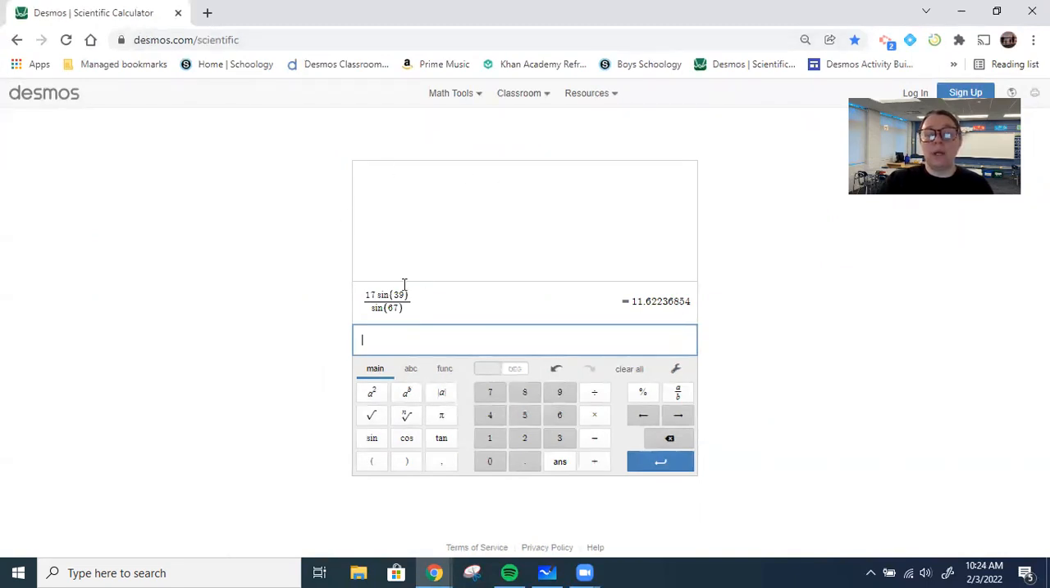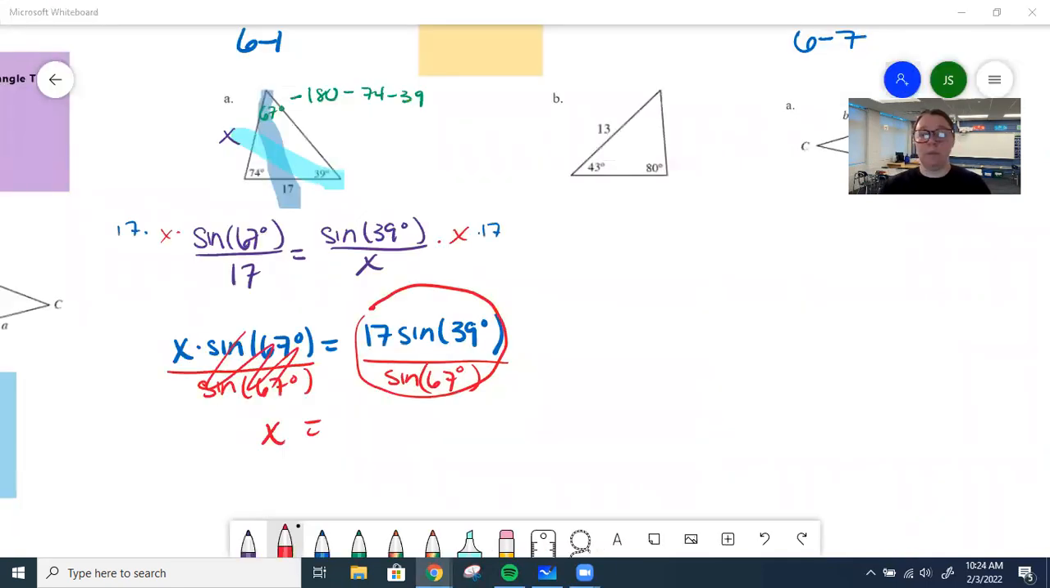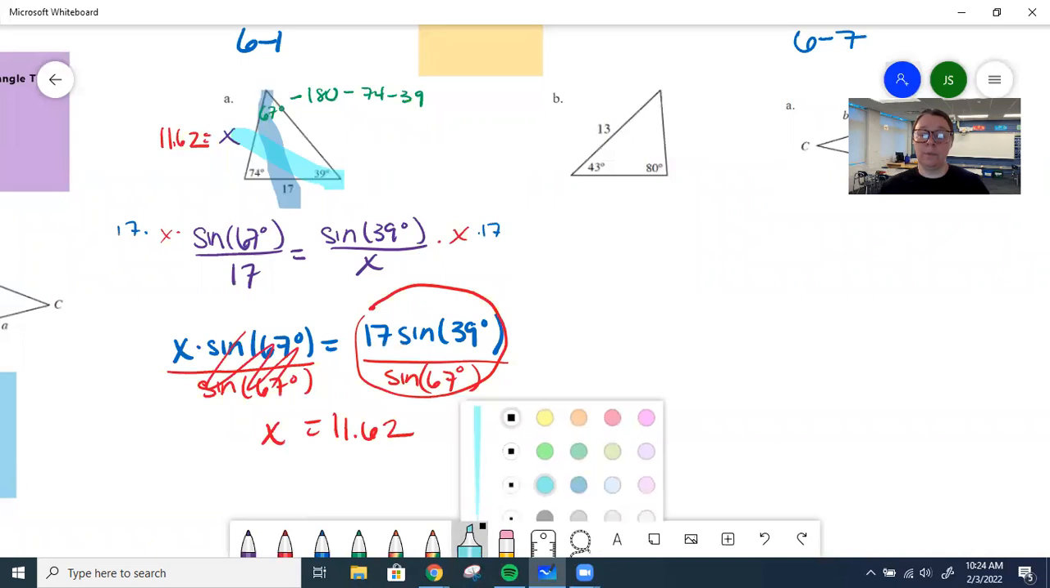Now, if you were to put the sine of 39 into your calculator, get a decimal, then multiply it by 17 and round, and then put the sine of 67 in your calculator and get a decimal, and then divide, you've rounded like 4 times by the end. So you really want to put the whole thing into your calculator at once so that you have the most accurate answer possible. So x is 11.62. All right, then I want to get this side over here.